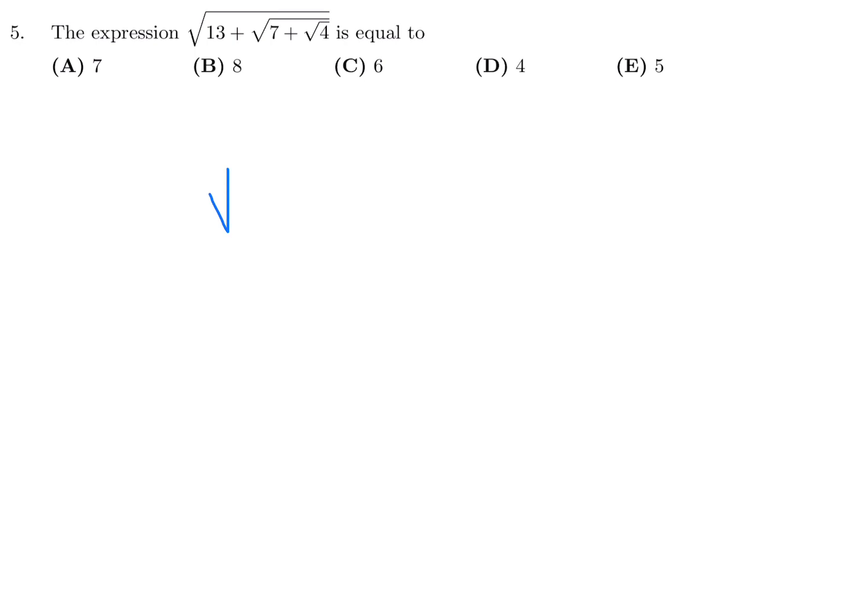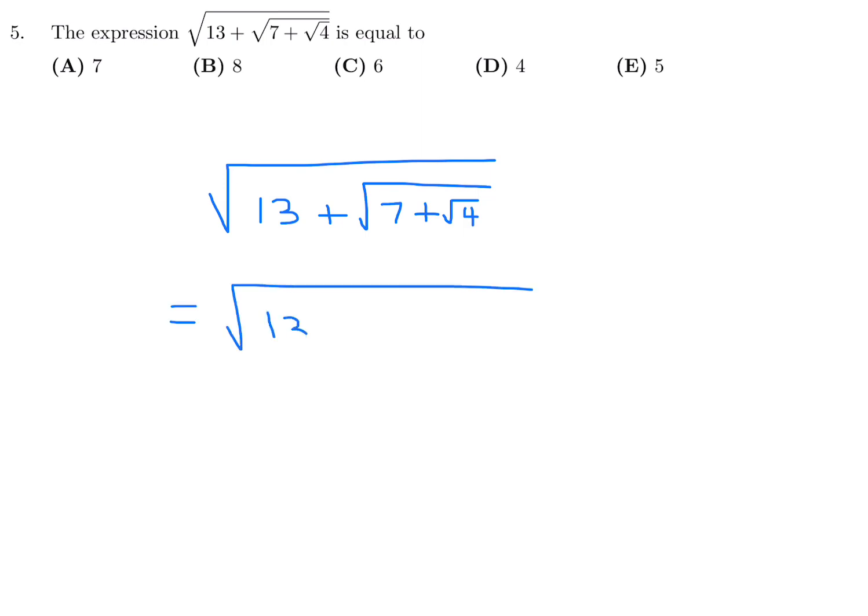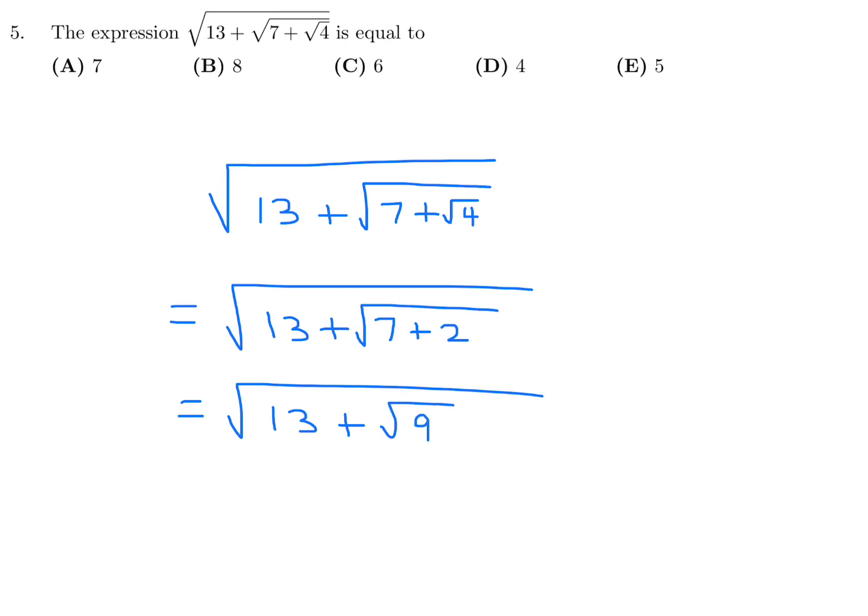The expression is equal to, we've got the square root of 13 plus the square root of 7 plus the square root of 4. Let's see, so the square root of 4 obviously is 2, and then therefore this becomes 13 plus the square root of 7 plus 2, which is root 9. And then root 9 is 3, so we got 13 plus 3. 13 plus 3 is 16, and we've got the root of 16, which is 4. So number 5, the answer is D.